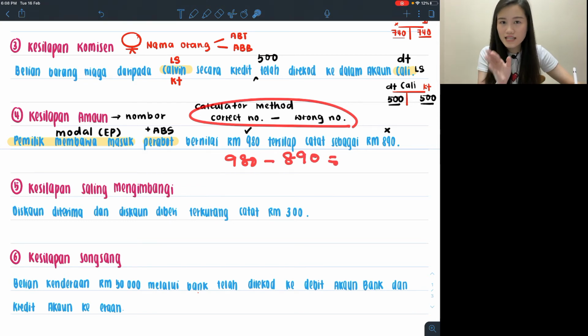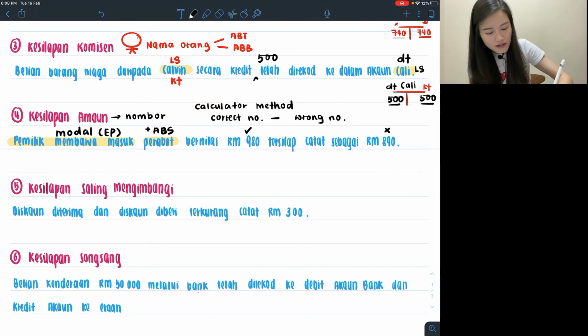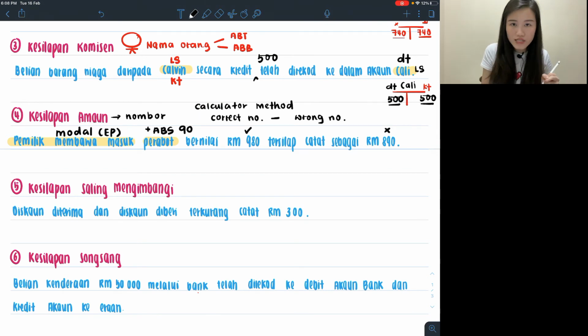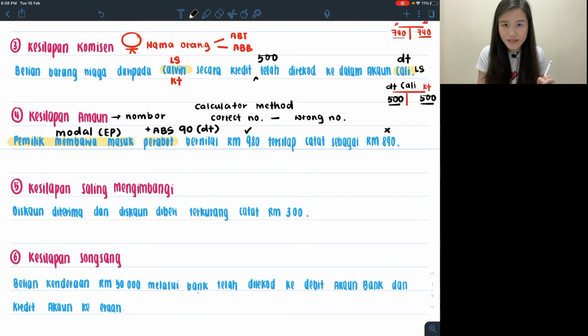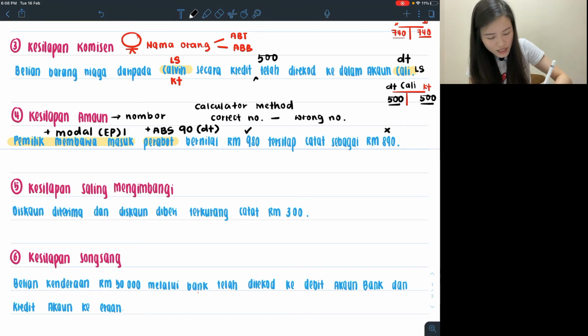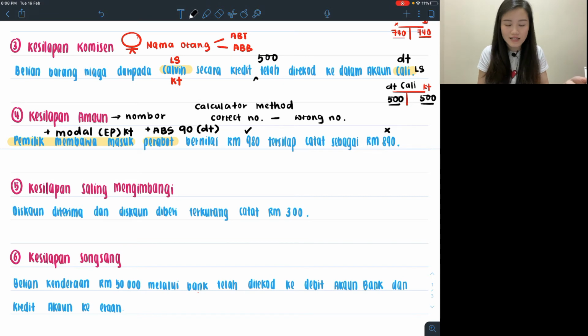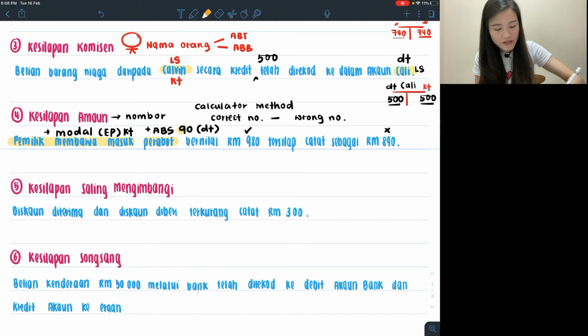Now if you use a calculator, your calculator should present you with 90 ringgit without any symbol. So what does it mean when there is no symbol? It means it's a positive number. So when this perabot is supposed to be positive 90, where should I put it? Asset positive is on the debit side, while for modal equity pemilik to be increased is on which side? Increase is on the credit side. So the answer is going to have perabot debit, modal credit, both using 90 ringgit.